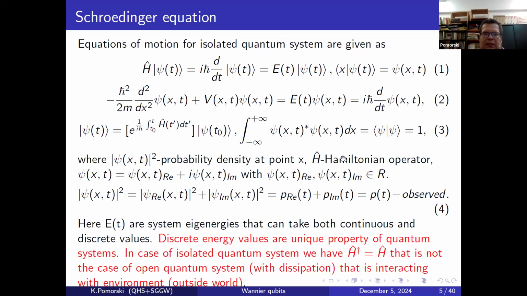And yes, so today I will talk about a kind of dissipation from the point of view of two interacting and more interacting Wannier qubits. So you will see more involved formulas that will come quite soon.